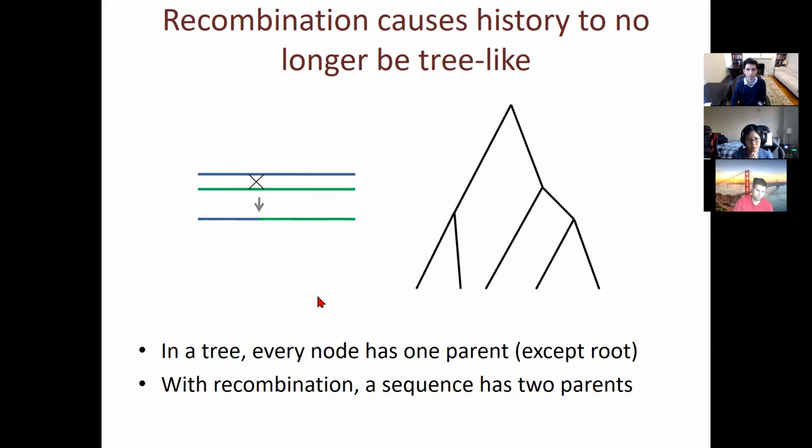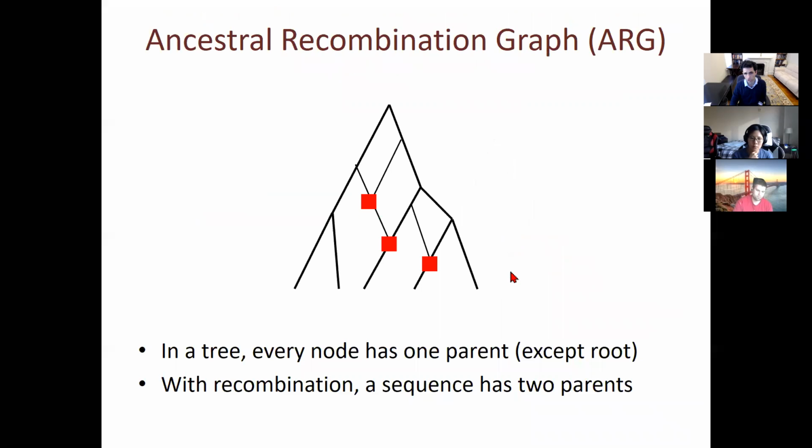So what does that mean? That basically means that the recombination events that are happening between pairs of chromosomes are causing the history to no longer be tree-like. In a tree, every node has one parent, except the root. But with recombination, a sequence has actually two parents, one from here, one from there. So the way that we can think about this is that in this part of the tree, the history is one way, and in that part of the tree, the history is another way. So at every recombination event, the topology of which parent I chose at any one location can actually shift.